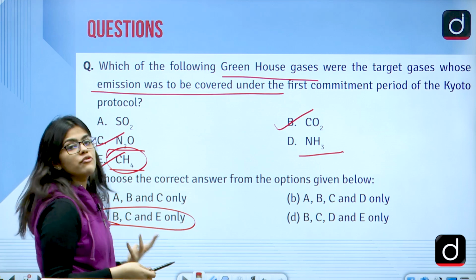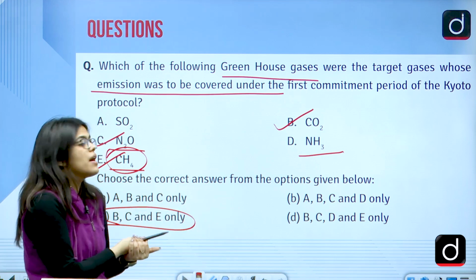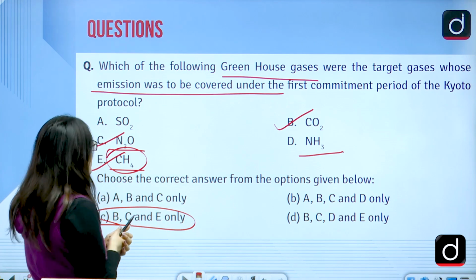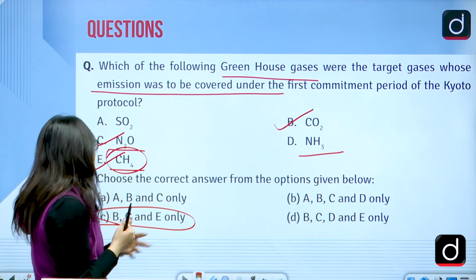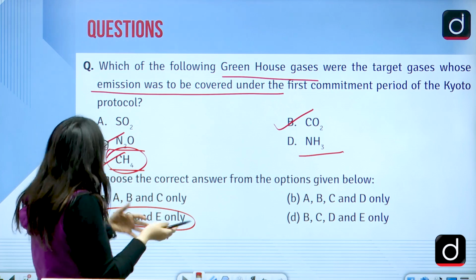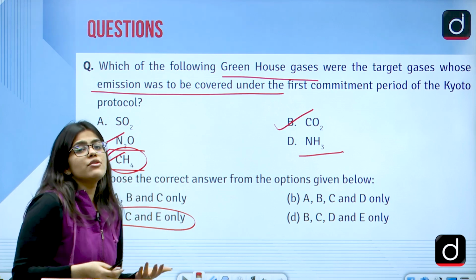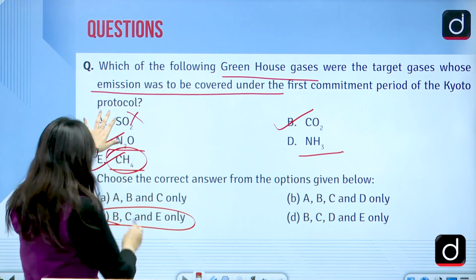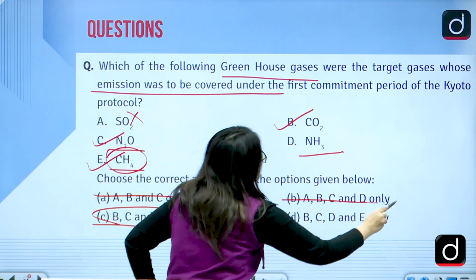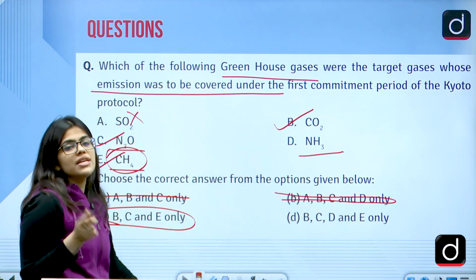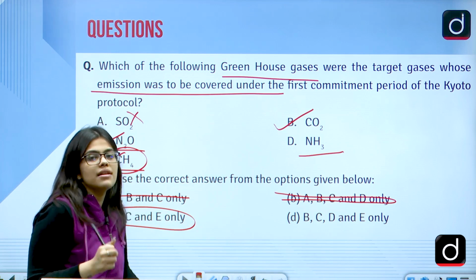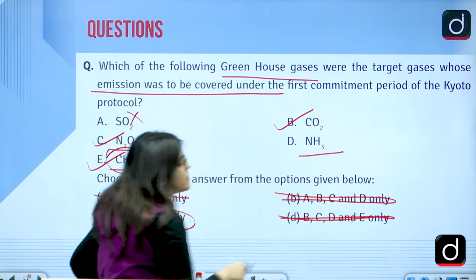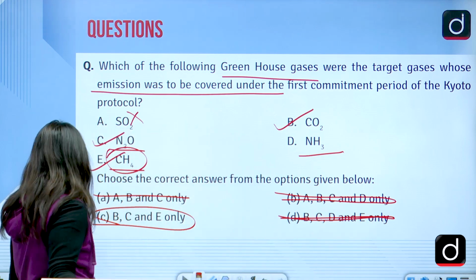So first of all you have to look for B, and they are also smart enough to include B at every point. And then there is NO2, and wherever you don't find NO2, you can mark it. Otherwise, you can have a different approach also, and you should know that SO2 will definitely not be there, so wherever you find A, you can strike it out. And we also know that NH3 is not a greenhouse gas, so you can strike wherever D is also present. So with elimination also, you can come to the right answer.